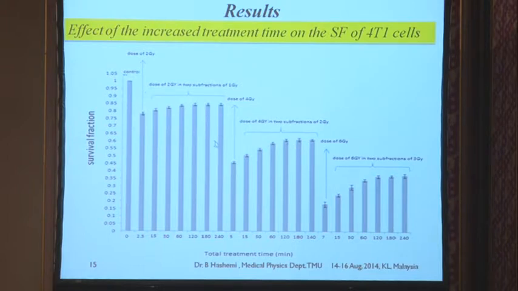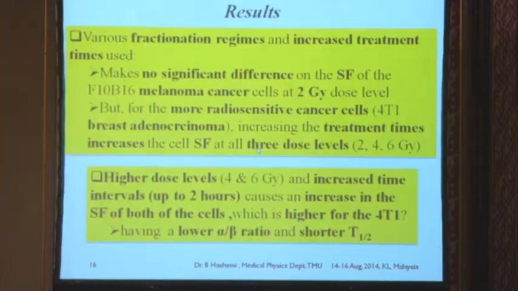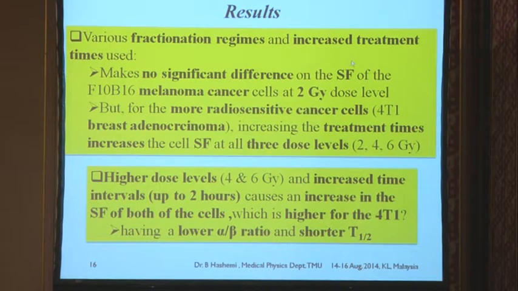It means that before 2 hours, there is significant difference, but after that, we don't see. Therefore, various fractionation regimes and increased treatment time, as used in this study, make no significant difference on the survival fraction of melanoma cancer cells at 2 gray dose. But at higher doses, including 4 and 6 gray, there were significant differences.